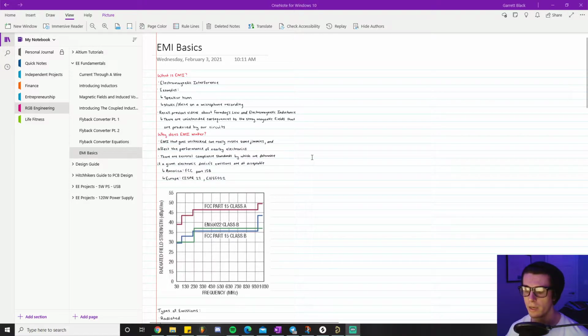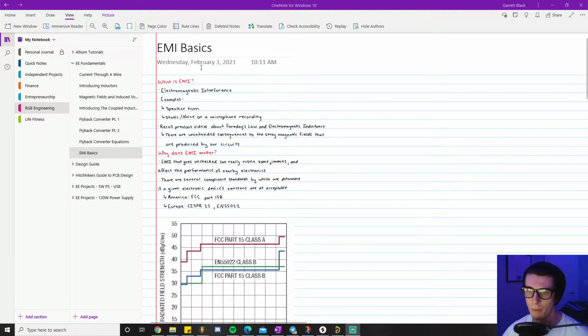Basically where I go over any sort of engineering concepts that I think are relevant to learning how to effectively design circuits and design PCBs and things like that. So today's topic of discussion is going to be EMI, aka electromagnetic interference.